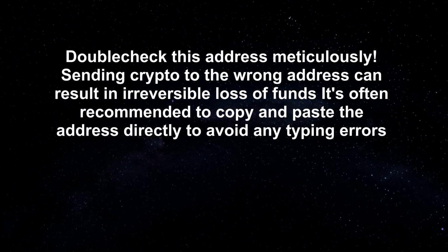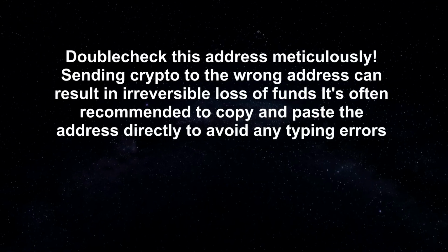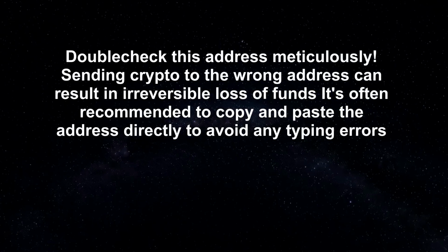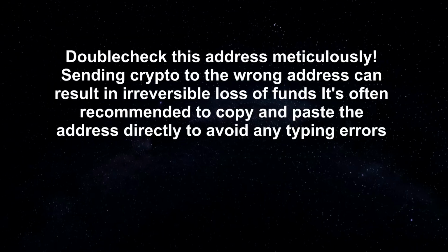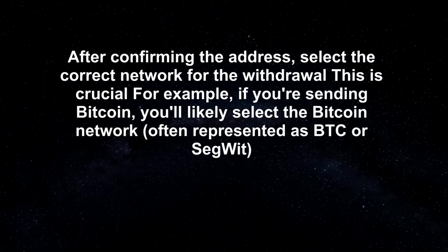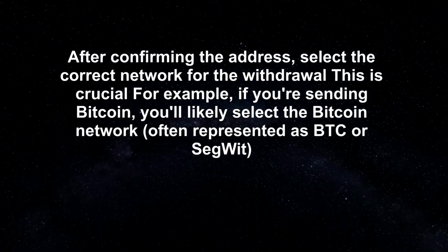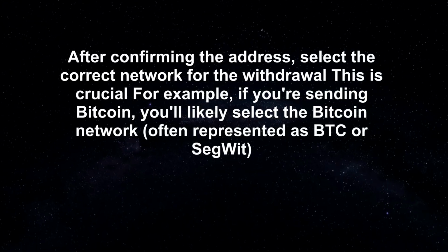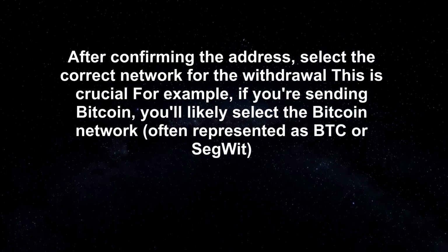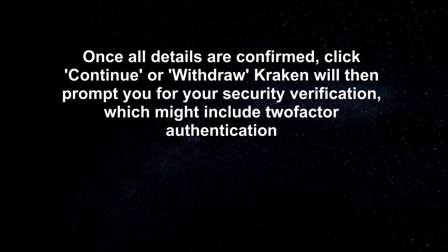Double-check this address meticulously. Sending crypto to the wrong address can result in irreversible loss of funds. It's often recommended to copy and paste the address directly to avoid any typing errors. After confirming the address, select the correct network for the withdrawal. This is crucial. For example, if you're sending Bitcoin, you'll likely select the Bitcoin network, often represented as BTC or SegWit. Once all details are confirmed, click Continue or Withdraw.